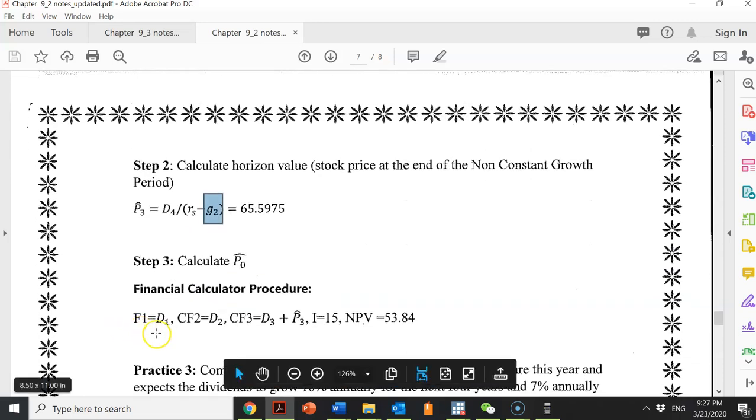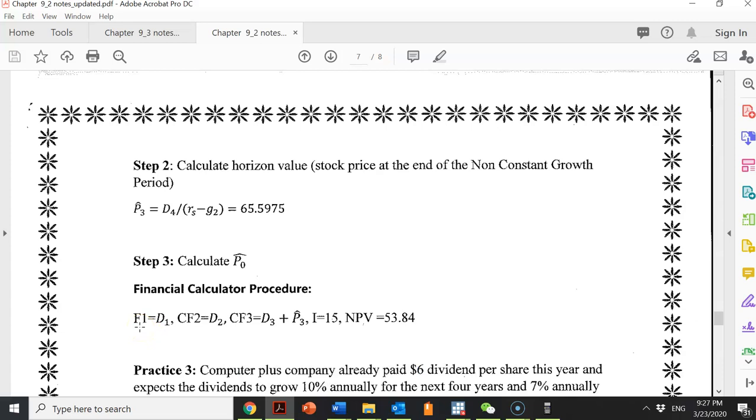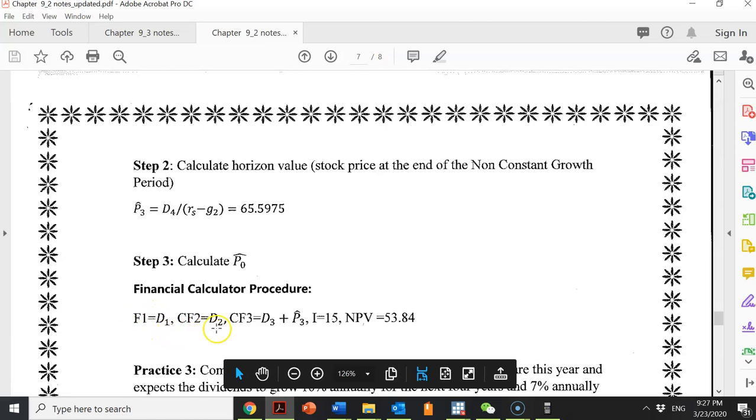For P0, we input cash flow 1, so here it should be C1. Cash flow 1 should be D1, cash flow 2, D2, cash flow 3, D3 plus P3. I, stock return, is 15. Compute NPV. We have 53.84 as the stock price.